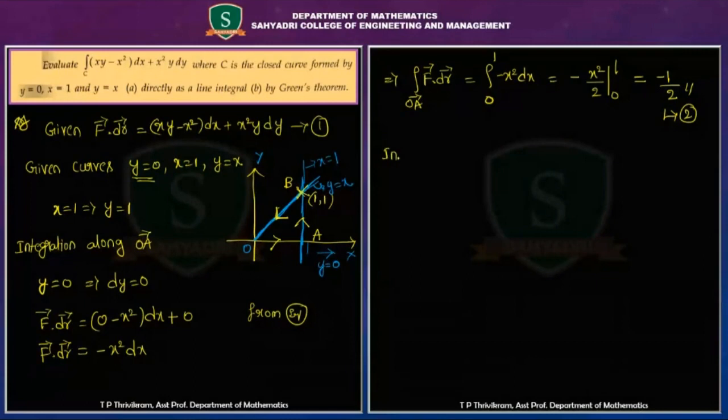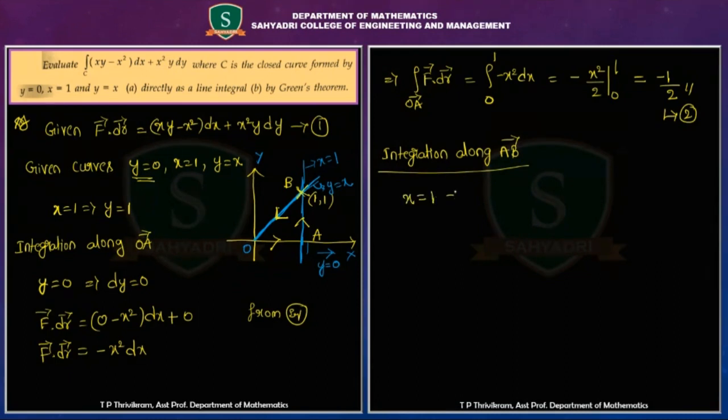Now the integration along the AB direction or AB line. On the AB line, what is it? x equal to 1, right? So this implies dx equal to 0. Substitute these values in f dot dr. Substituting x equal to 1 and dx equal to 0, we get 1 into y minus 1 square into 0 plus 1 square y dy.